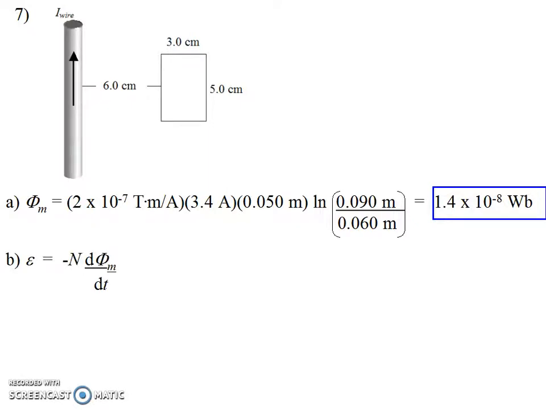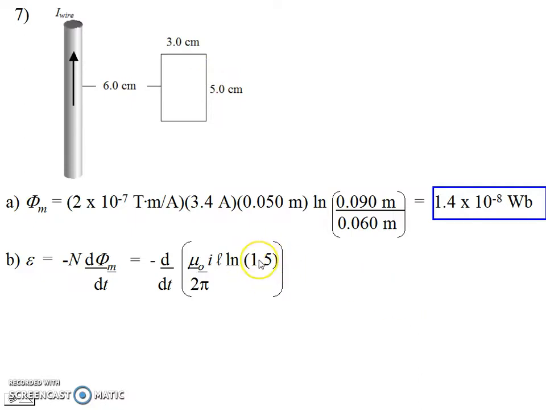Here we have a function for phi, so you don't have to worry about whether the field is changing, or area is changing, or the angle or orientation is changing. We have a function for phi, so we're just going to differentiate that function with respect to time. I took the N out because it's just one loop, so N is 1. We still have the negative sign, that's rather important, and this should be the function that you derived back in part A based on the total flux through this rectangular loop.